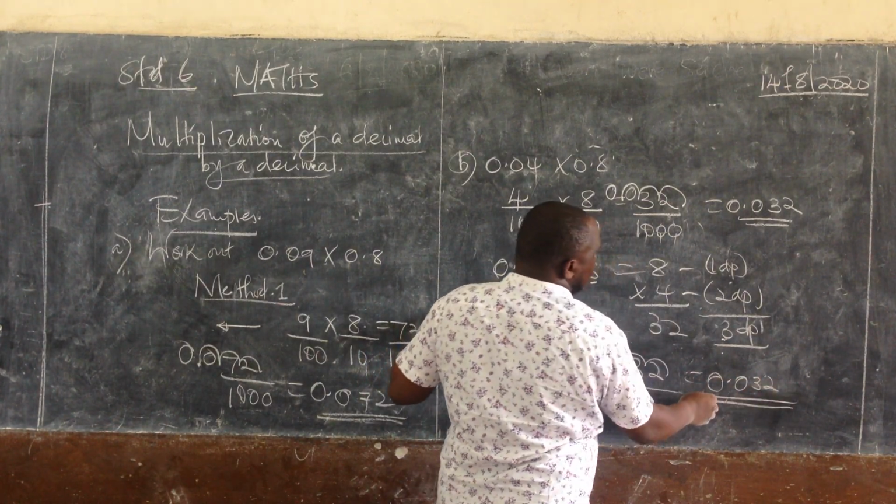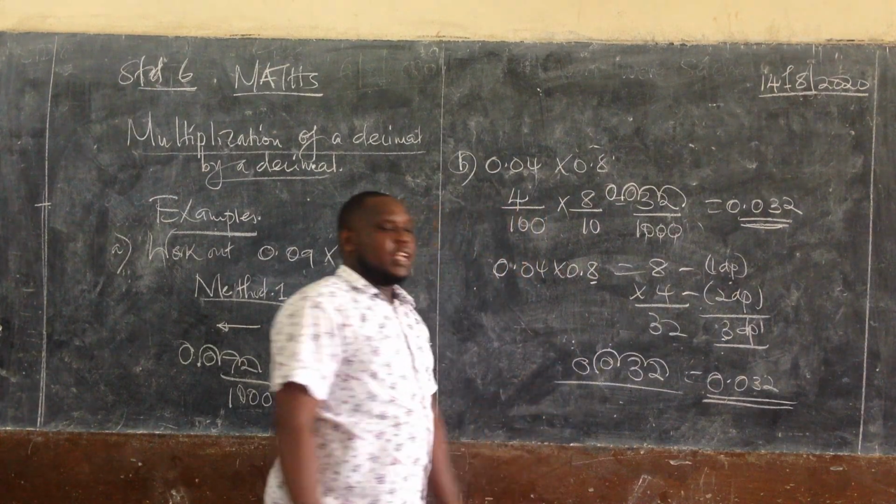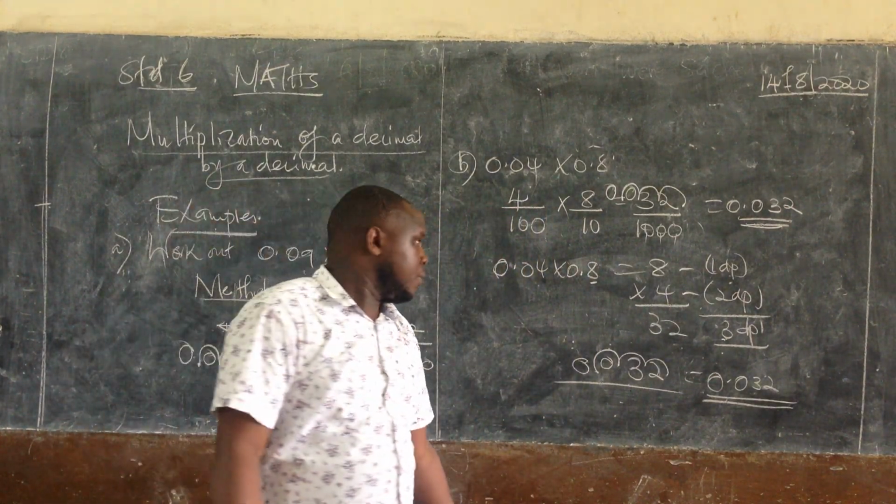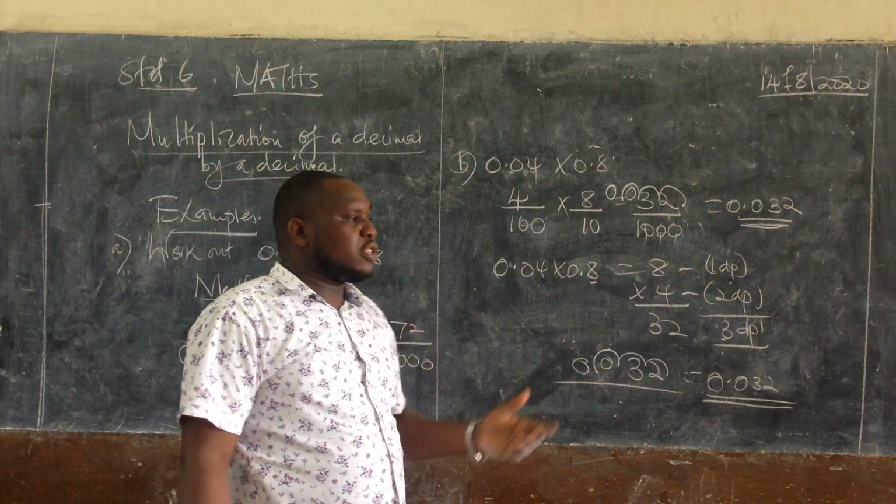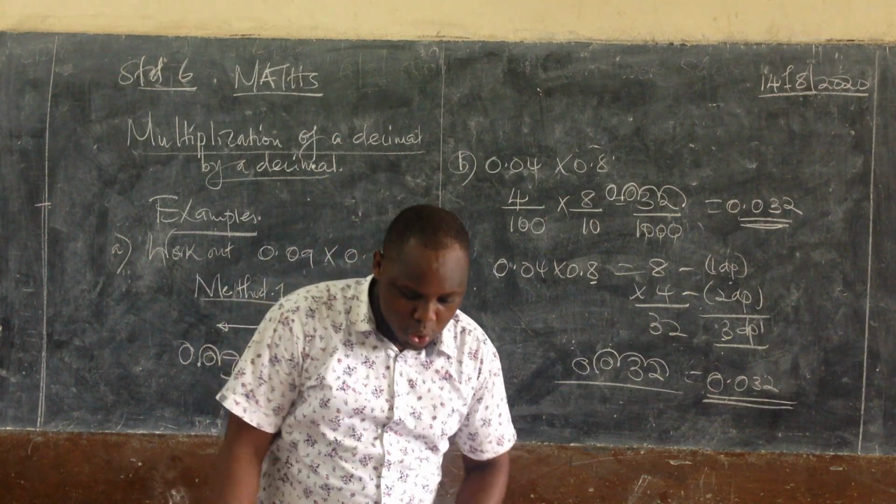You look at this number and you look at this answer, it is going to be the same thing. So this is very easy. To multiply a decimal by a decimal is very easy. You can do it in 2 ways.